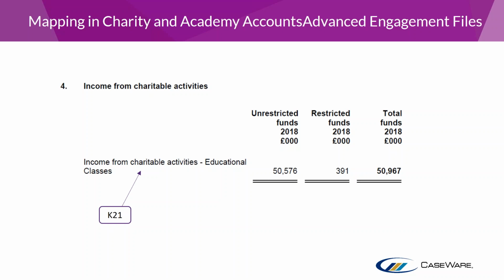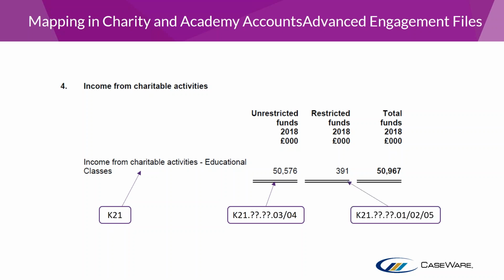If we look at the columns involved on the right-hand side, where we have income going into unrestricted funds, if you look specifically at the last element, that 4th pair of numbers, that will be using map numbers 03 or 04. Whereas if we're looking at income going into restricted funds, that last element would be either 01 for endowment funds or 02, 05 for other restricted funds, basically.